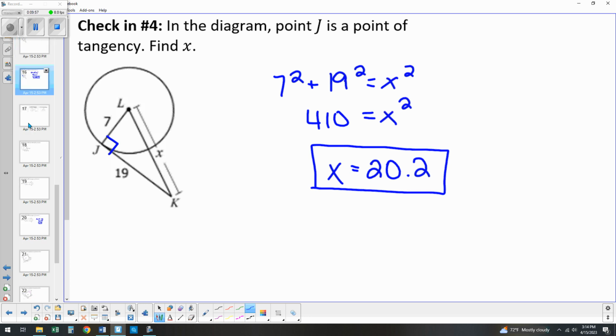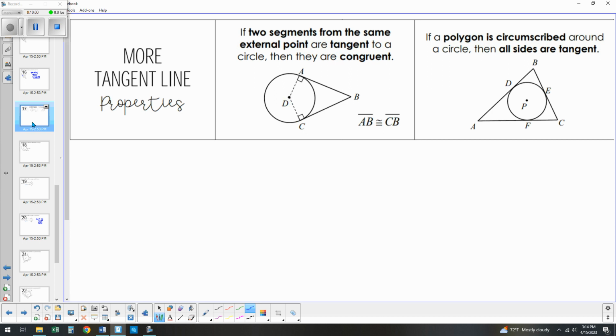A few more things about tangent lines. If two segments from the same external point are tangent to a circle, then they're congruent. I call this the ice cream cone problem, idea, theorem, whatever you want to call it. Because if you imagine you have a cone with an ice cream scoop on top, you want the two sides of that cone to be the same length, otherwise your ice cream is going to fall out, right, if it's uneven. So the two sides of our cone have to be the same. And if I have multiple cones, we just know that each of those two sides have to be the same, the two sides that make up each of the cones on our single scoop of ice cream.